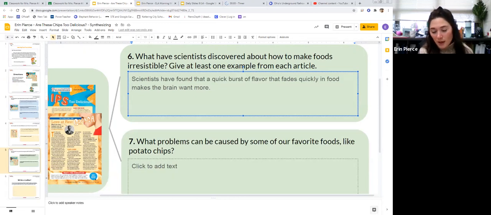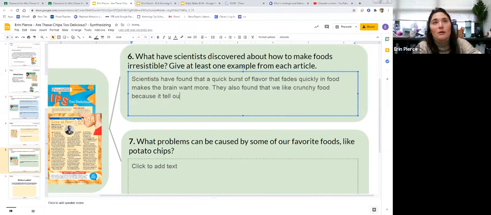Second article, I'm looking under crunch craving. Research shows that humans naturally crave noisy, crunchy food. Why? Some scientists think it's because crunchy food tends to be fresh. So my example might be, they also found that we like crunchy food because it tells our brain that the food is fresh.